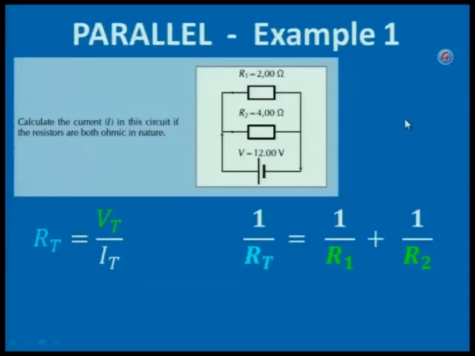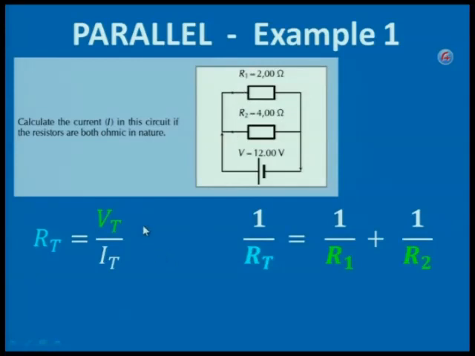Let's do an example. Calculate the current in this circuit if the resistors are both ohmic in nature. So, this is a parallel circuit. Here is your total voltage, which is the same for R1 and R2. Here goes the current, and now it splits up. One part goes through R2, the other part goes through R1.